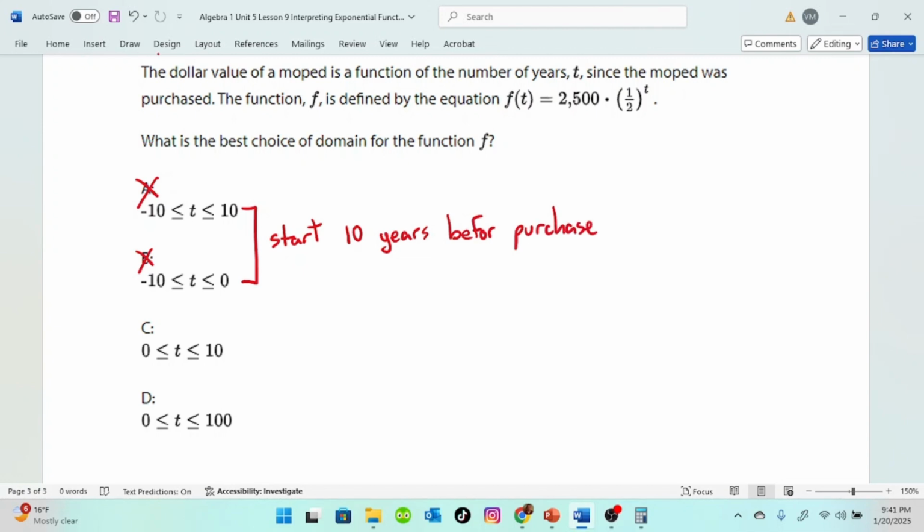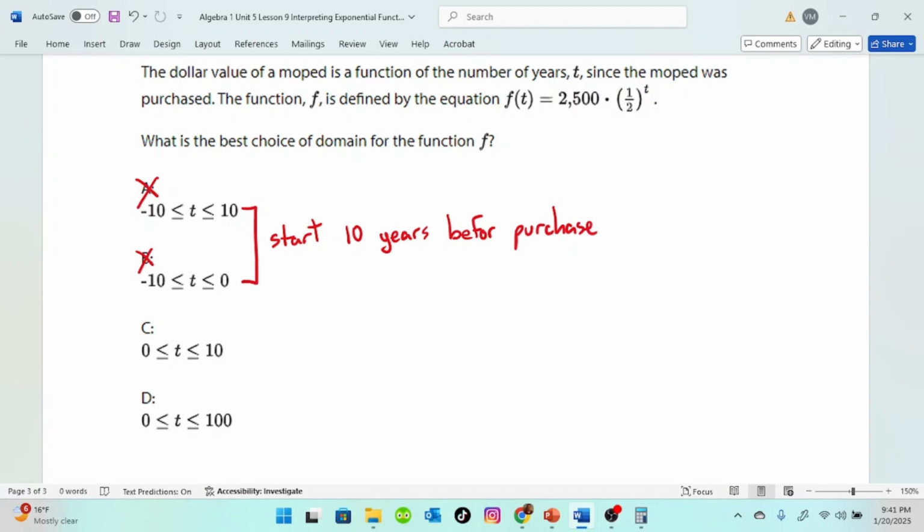So now we're down to either choice C or choice D. Here the difference is how many years you go in the future. And you know that you're dividing this price in half each time you go a year in the future. So, logically and realistically, having a moped for 10 years is probably about as long as you're going to have it before it's not worth keeping anymore.